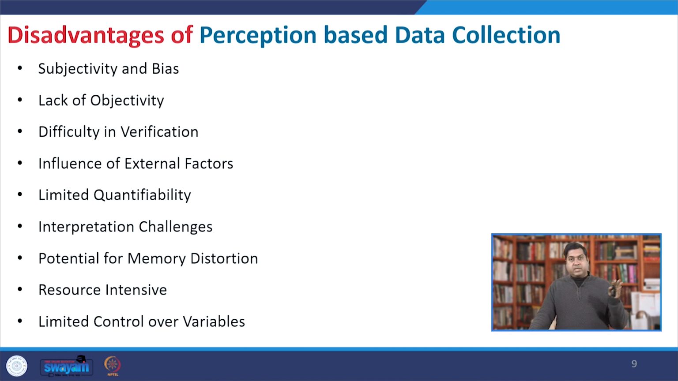Now with all those advantages, it also has certain disadvantages. Say, subjectivity and bias. Whenever we get any information, it is much more subjective, and there might be some bias which may not be the true case. Lack of objectivity: definitely when subjectivity increases, the objectivity is reduced. So taking a decision based only on perception will sometimes be difficult.